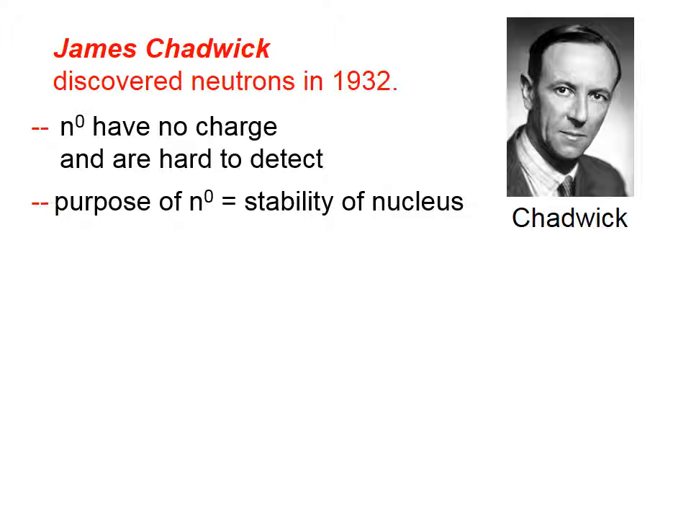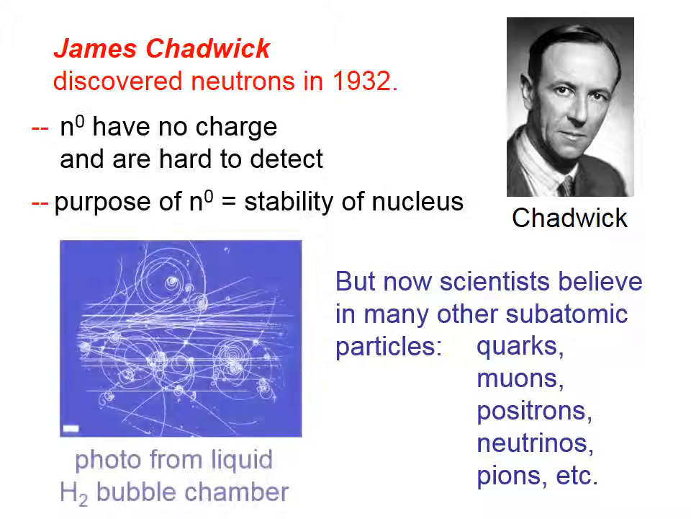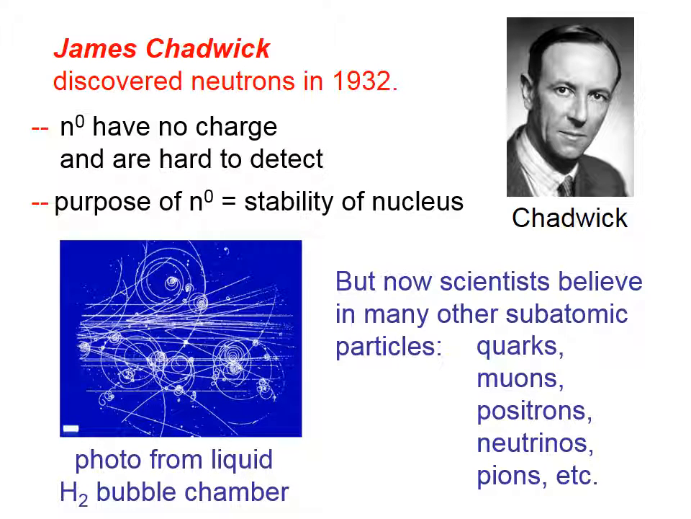We know now that the purpose of neutrons is related to making the nucleus of the atom stable or not. If the mix of protons and neutrons is right in an atom, then the nucleus is stable. If we have too many neutrons or not enough neutrons, then that's an unstable or radioactive nucleus. And today, we've learned about many other types of subatomic particles: quarks, positrons, neutrinos, many other things, but we're not going to go into that here.